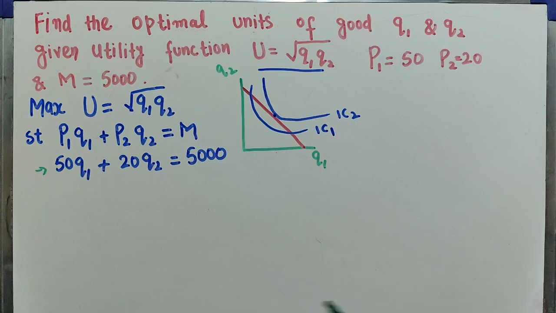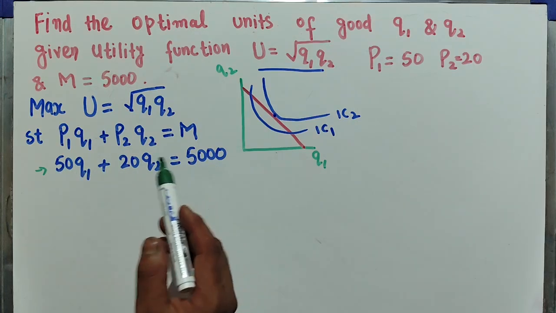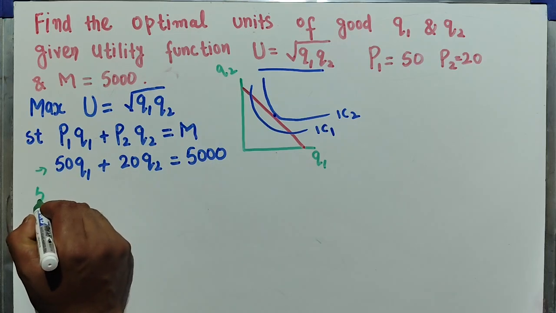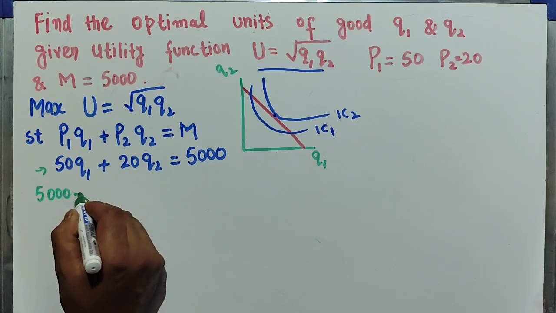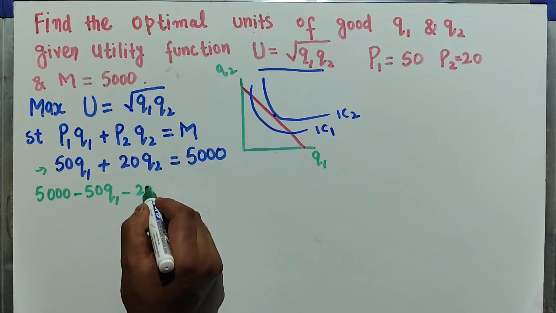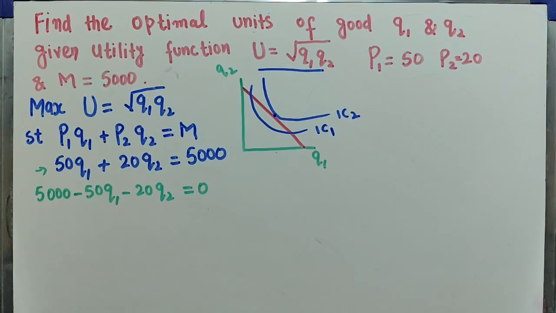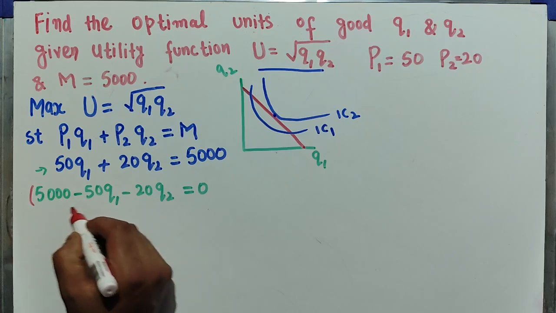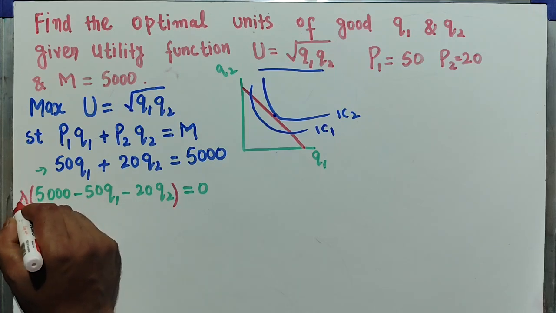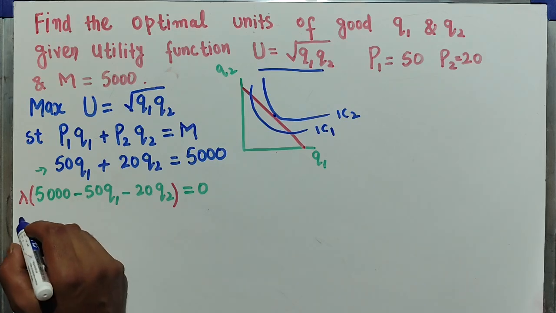But we will solve this question using Lagrange's method. For that, first, this is our given budget constraint. We set it equal to 0. That means we write it like this: 5,000 minus 50 Q1 minus 20 Q2 should be equal to 0. The first step is to set the budget constraint equal to 0. The second step is to multiply both sides by lambda. If I multiply this by lambda, 0 times lambda will be equal to 0. The third step will be to form the Lagrange's function.